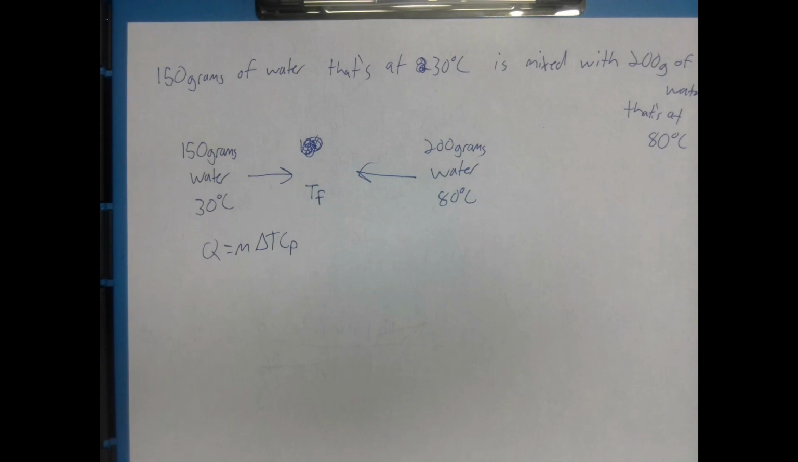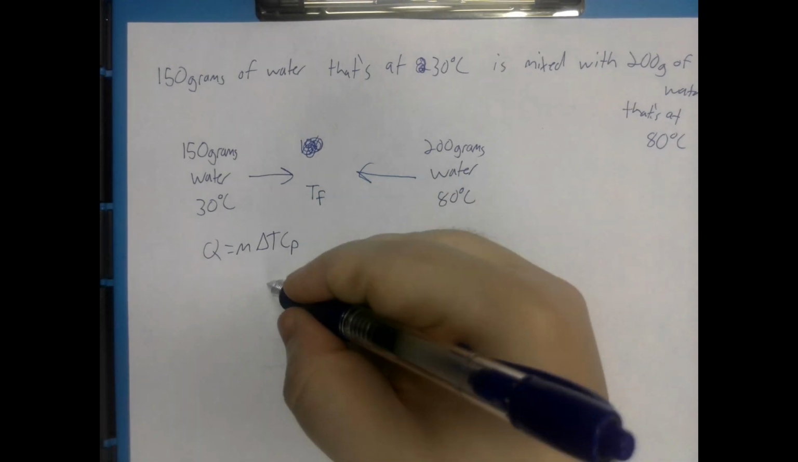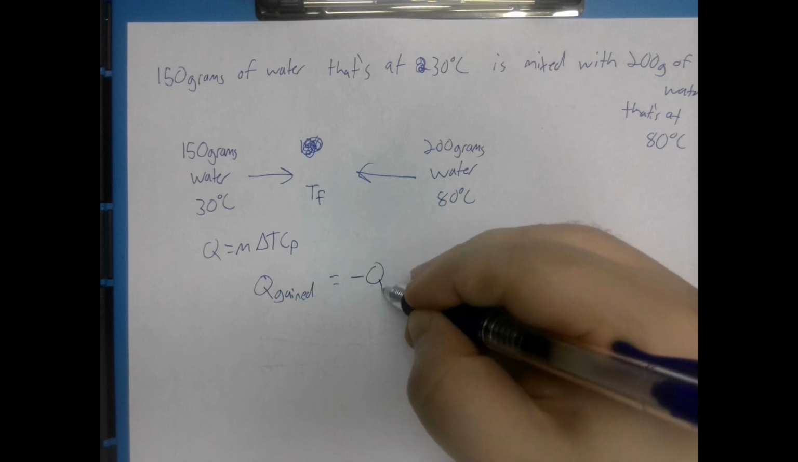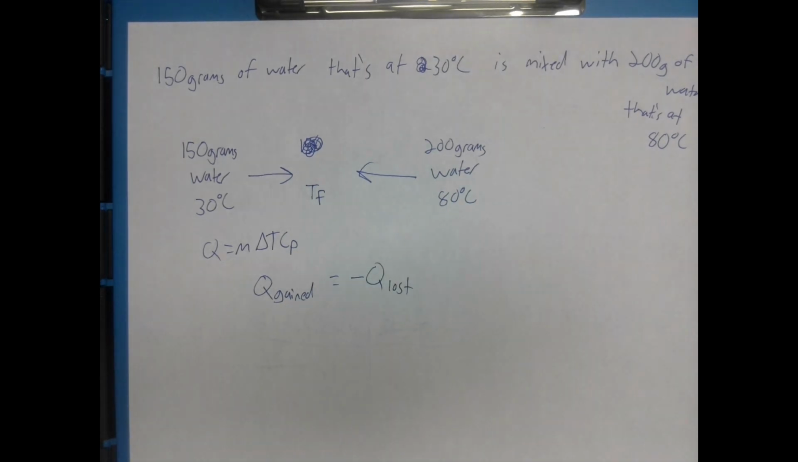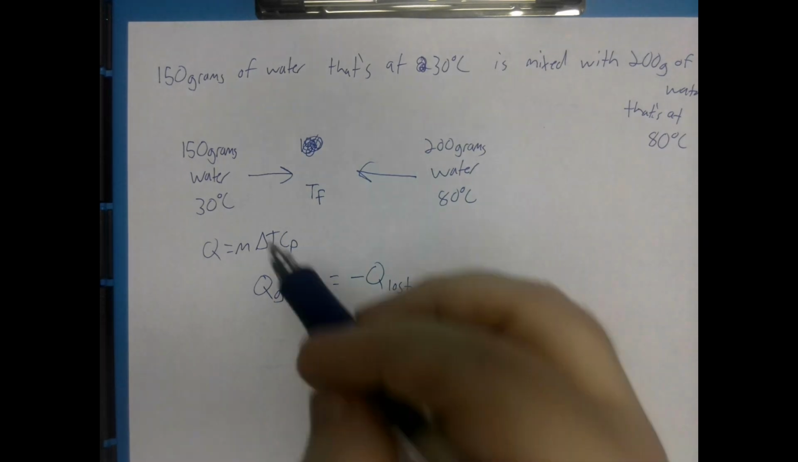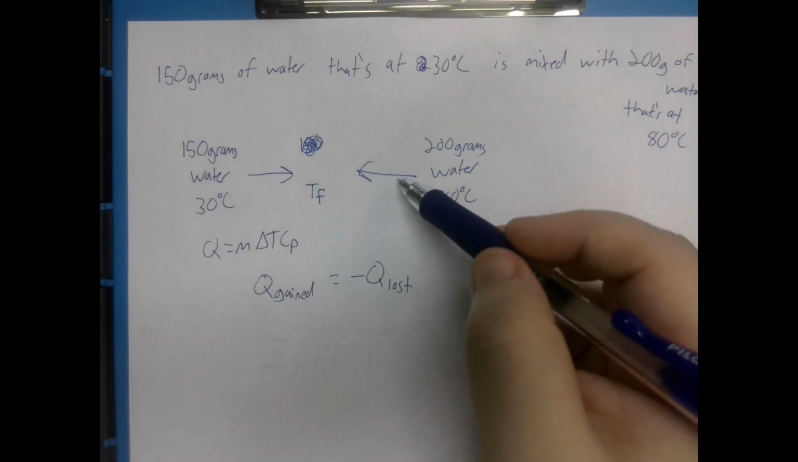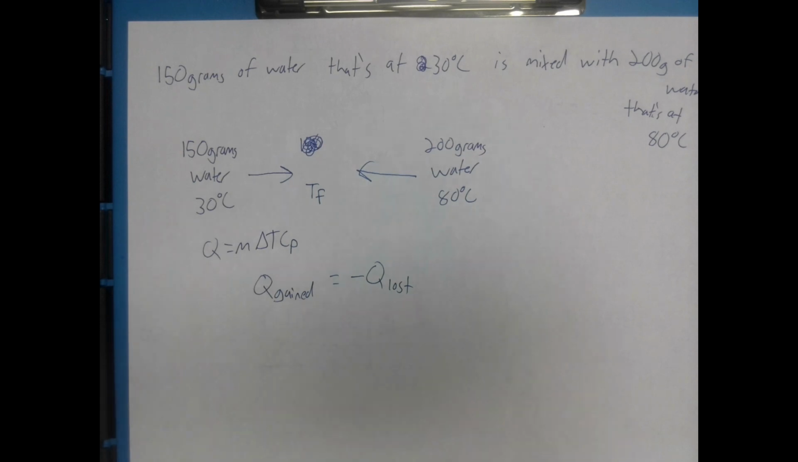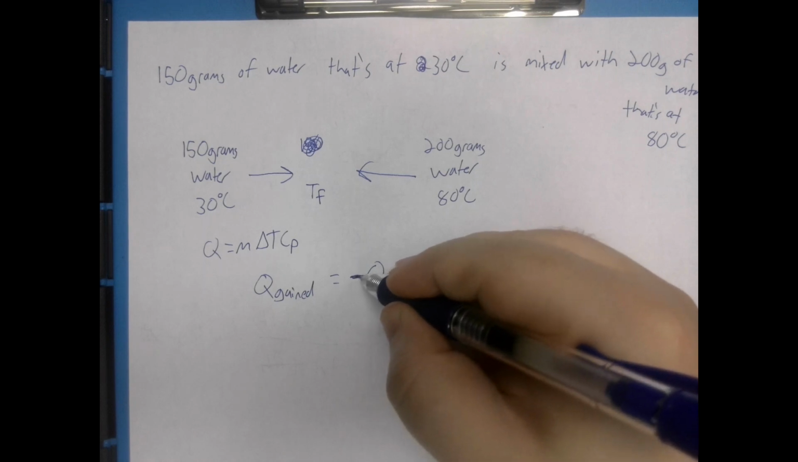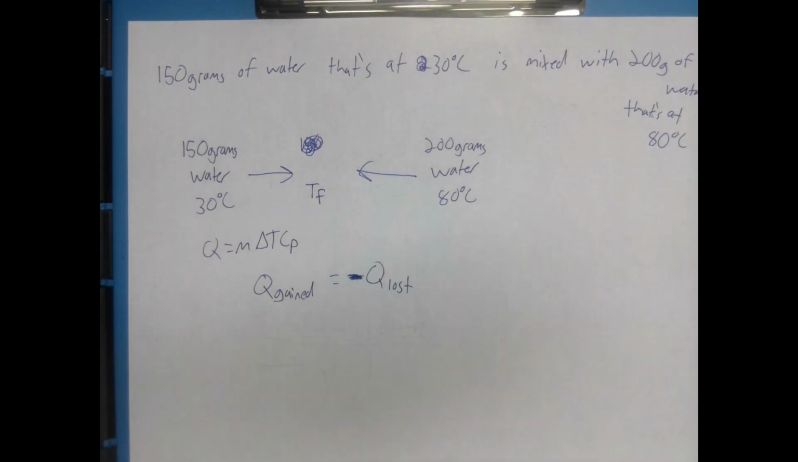These arrows aren't in the same direction. We need to make them in the same direction by making one of them negative. This is where the heat gained equals negative heat lost comes from. This water is heating up. This water is losing energy. So this one's gaining it. This one's losing it. And because these arrows are in opposite directions, we have to add a negative before we set them equal to each other.